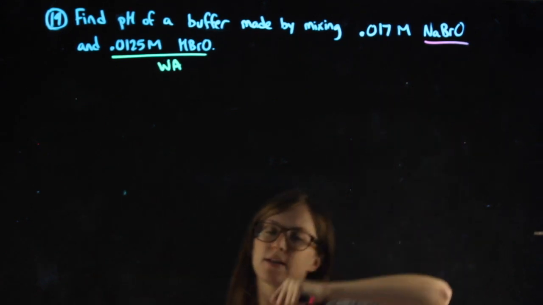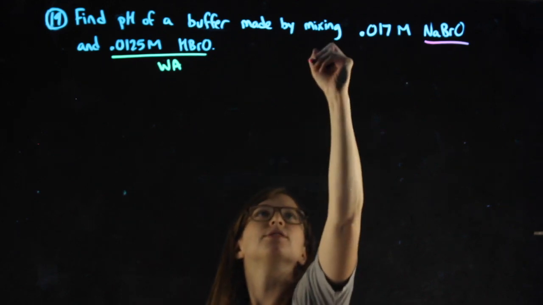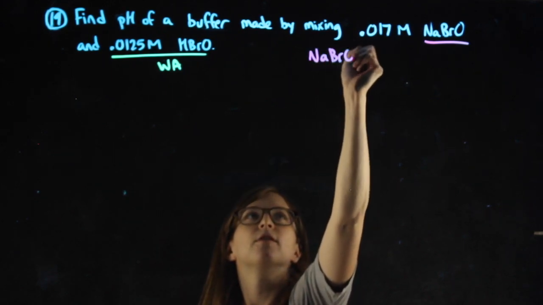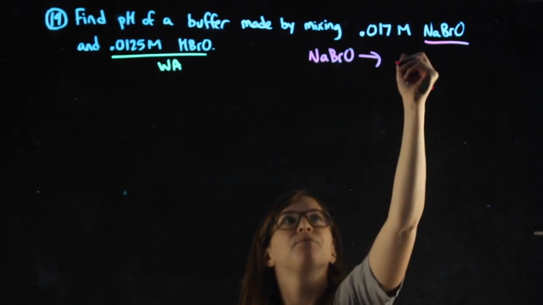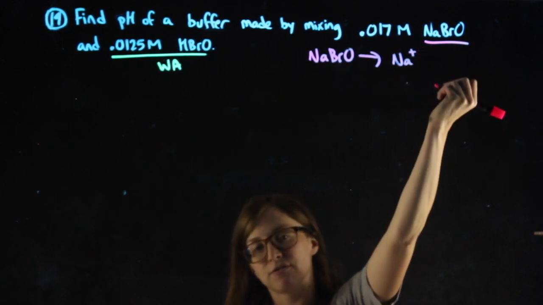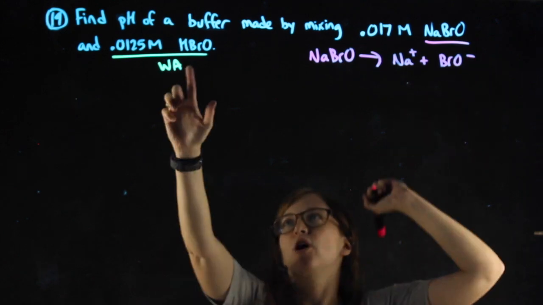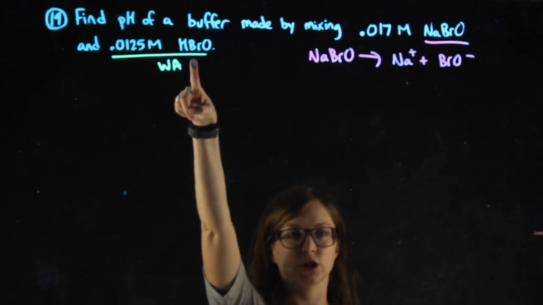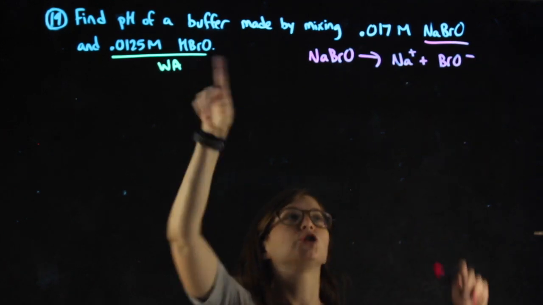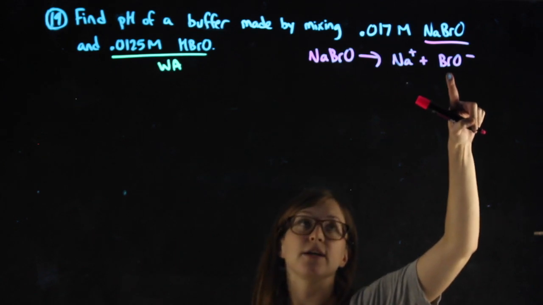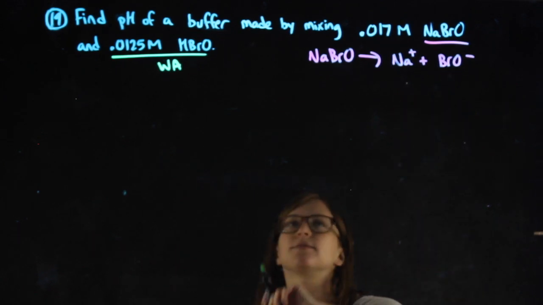This is not a weak base, it is a salt. So I'm going to dissociate it. It's a salt, so I use a single arrow. The simplest thing that can fall off will fall off. Also, I know I'm looking for the conjugate to HBrO, the conjugate weak base. So something that has one less H. That's my weak base.